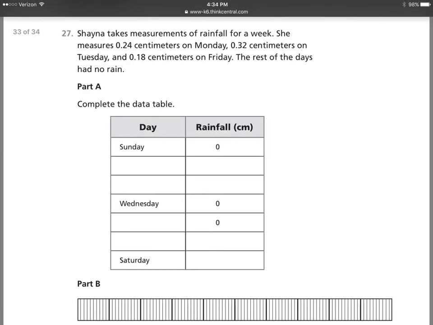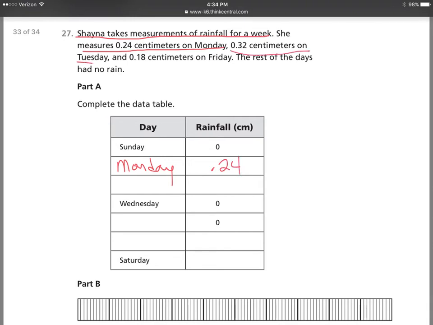Number 27 is asking you to fill in a table with the amount of rainfall each day. Some of this table is already filled in for you. We start with the first line. Shayna takes measurements of rainfall for a week. She measures 2,400 centimeters on Monday. Monday's not listed here, so you need to fill them in. Monday should go here, the day after Sunday, and you should fill in 24 hundredths of a centimeter.